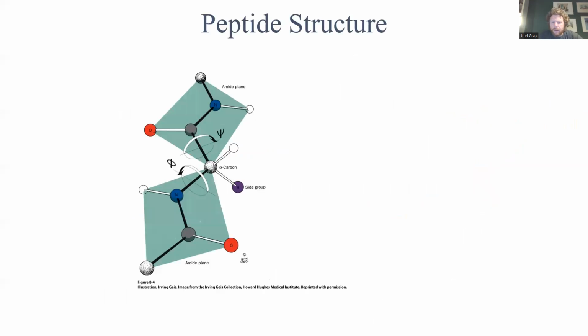I hope that doesn't sound too duplicitous or anything like that. Now, with that in mind, here's another perspective on a peptide bond. What this shows is two different planes about two different peptide bonds. And it's also showing my phi and psi angles. So these two planes are basically rotating opposite one another.